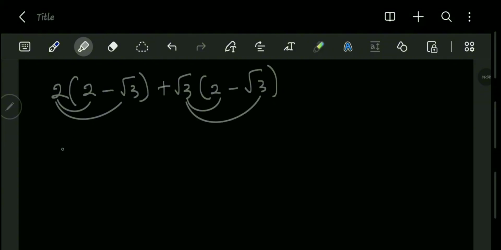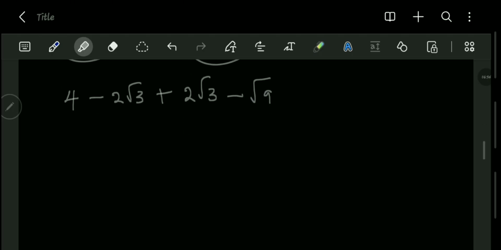So 2 times 2 gives us 4, minus 2 times surd 3 gives us 2 surd 3, then plus 2 times surd 3 is also 2 surd 3, then plus times a minus gives us minus, then surd 3 times surd 3 is surd 9. Are you seeing that? So this is going to be 4. I'm having minus 2 surd 3 plus 2 surd 3. You see they are like surds, right? There is surd 3 here, surd 3 here, so they are like. So minus 2 plus 2 is just 0. So this is gone.